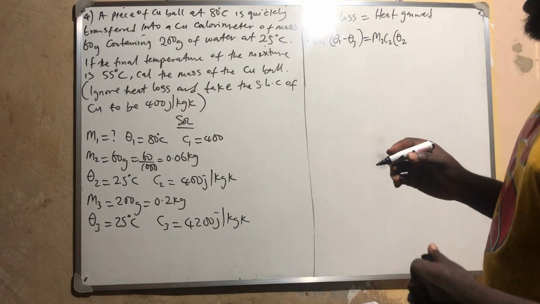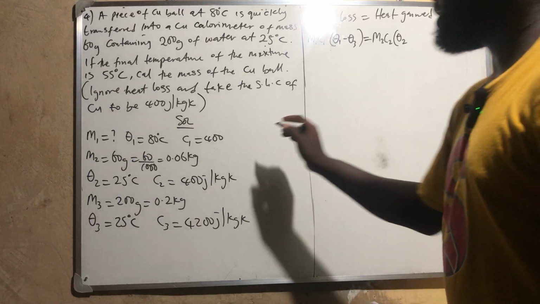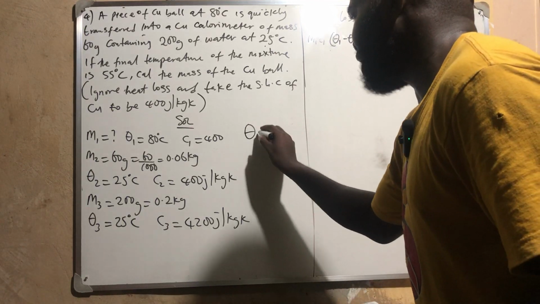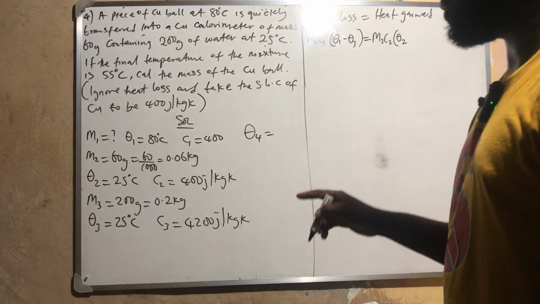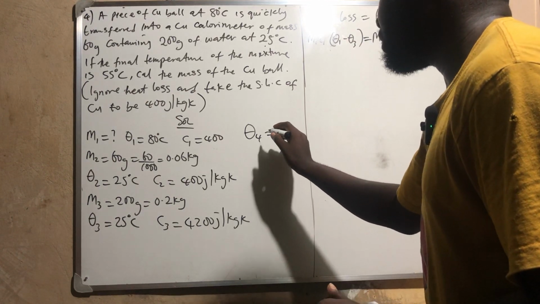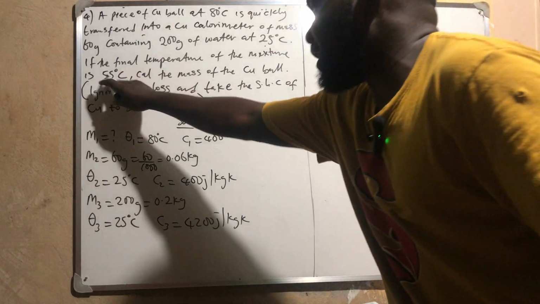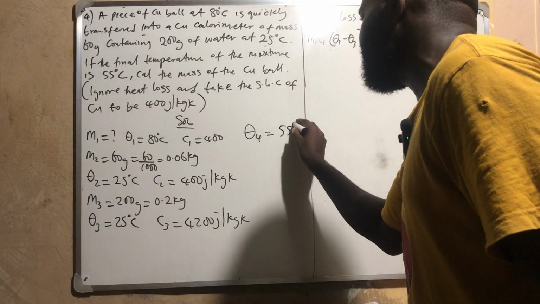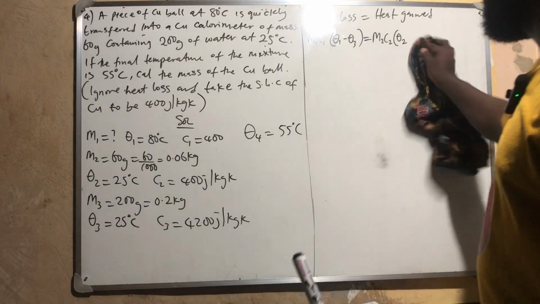Okay. Well, let me call the final temperature theta 4. Theta 4 is the final temperature. Let me use theta 4 as the final temperature. And the final temperature is what? 55 degrees Celsius. Okay, so let me now use my formula.